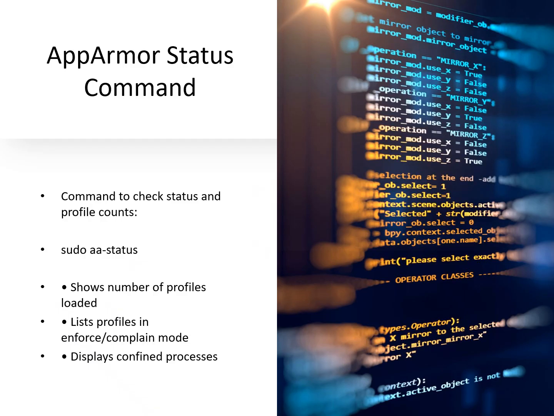To confirm AppArmor is running, we use the command sudo aa-status. This command informs us of the number of profiles loaded, which ones are in enforce or complain mode, and the number of processes confined. For example, the output might say 117 profiles are loaded, 112 are in enforce mode, and 5 are in complain mode. This is especially important in our labs because the grading system will check that AppArmor is active and protecting key services.